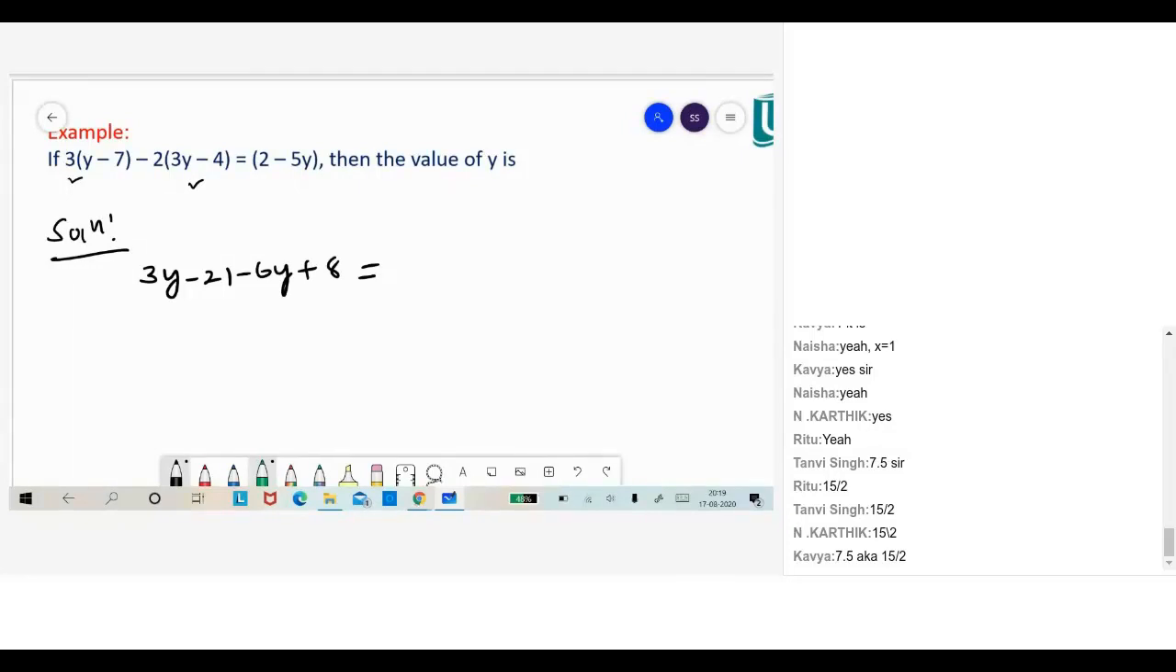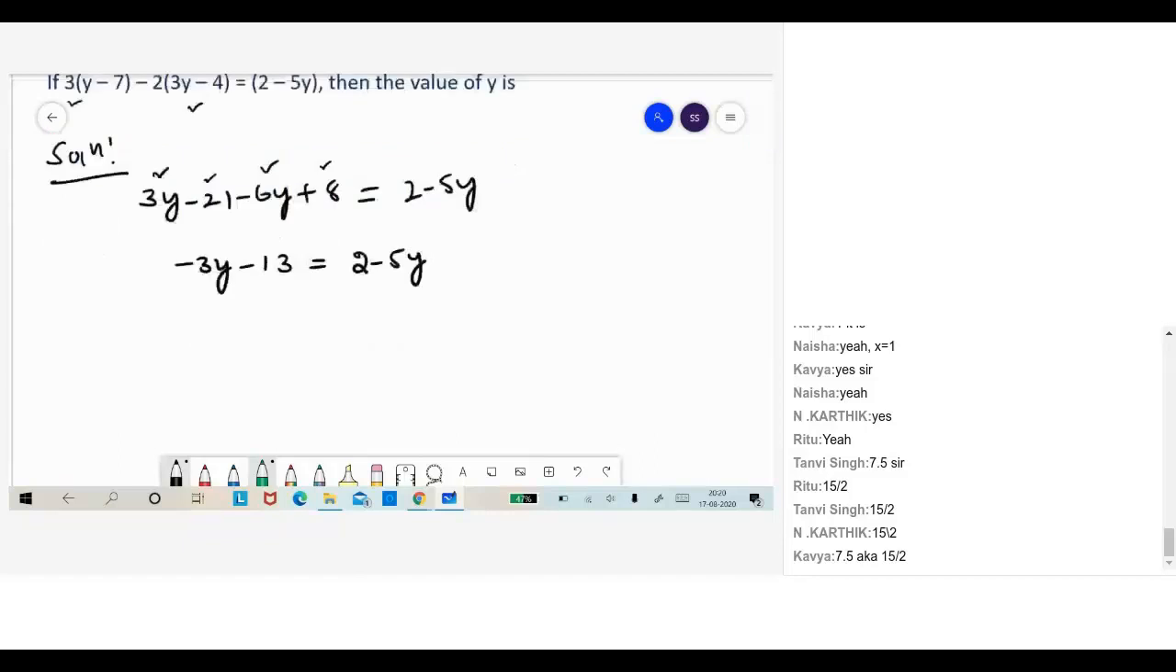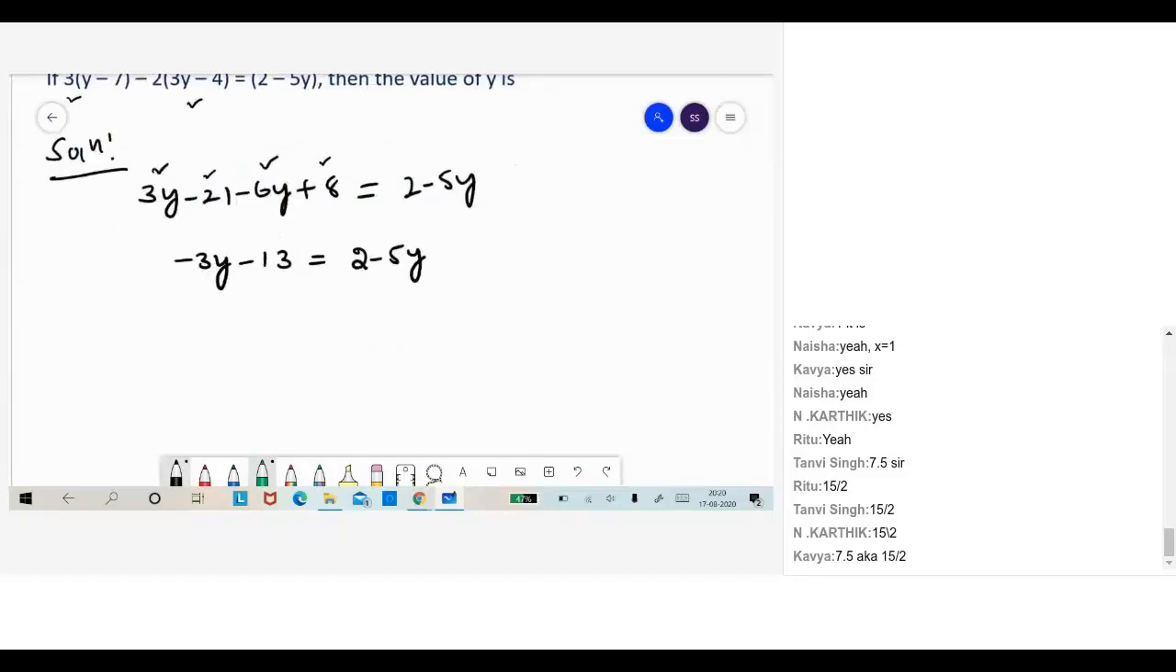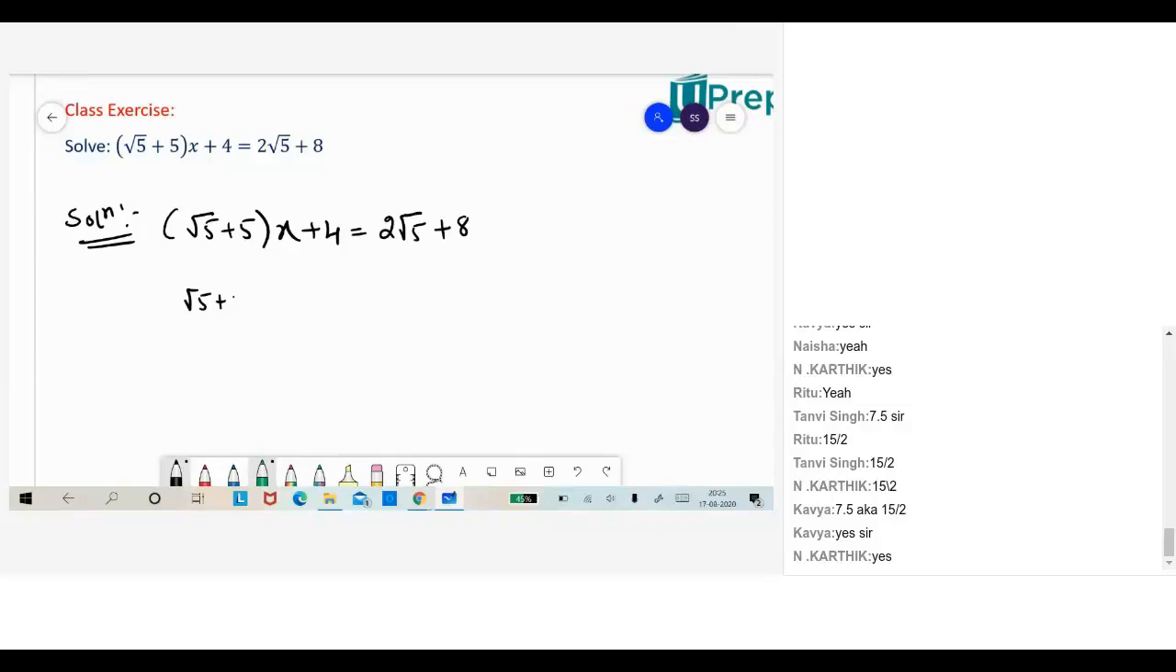On the RHS, you have 2 minus 5y. Do one thing, take this minus 5y on the LHS. So it becomes plus 5y, already you have minus 3y. On the RHS, you have 2, send this minus 13 on the other side, it becomes plus 13. So clearly, your 5y minus 3y is 2y, and 13 plus 2 is 15. So obviously, what is y?